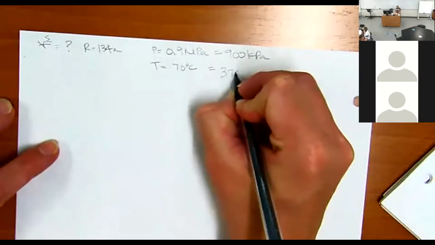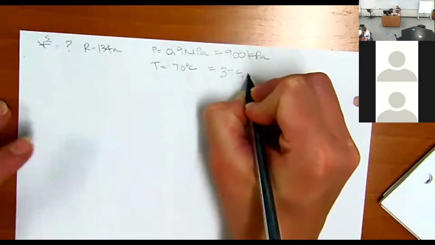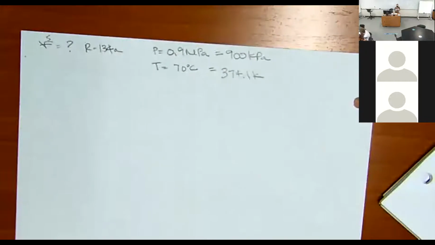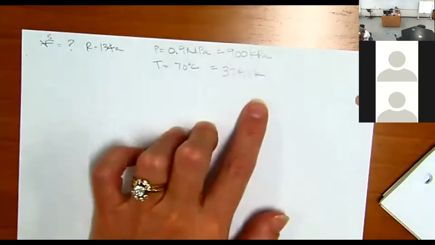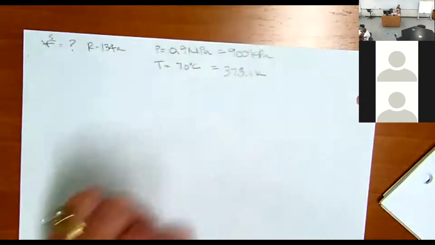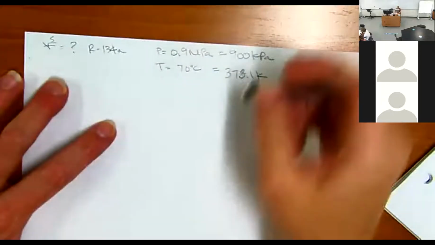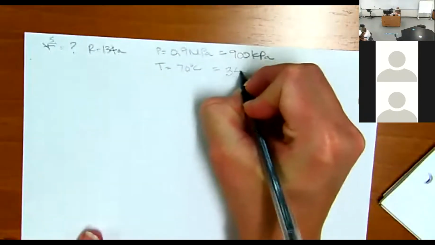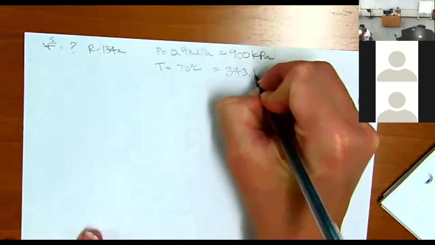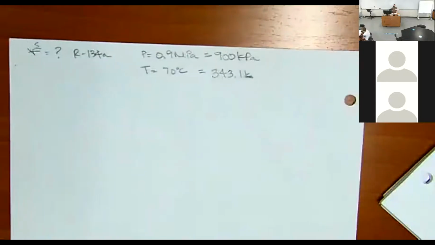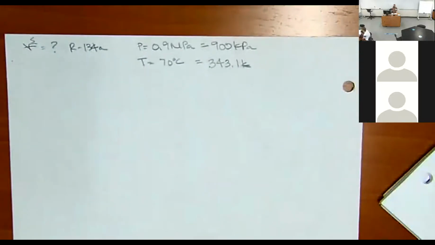So 374.1-ish Kelvin, because Kelvin is 273. Oh, wait. Sorry. That's not right. That's 373.1. Wait, that's not right. Sorry, I'm reading the critical pressure. Golly, today is not my day. So 343.1 Kelvin. All right, so that's our Kelvin, that's our temperature. Sorry for my confusion. I'm not having a good day today.